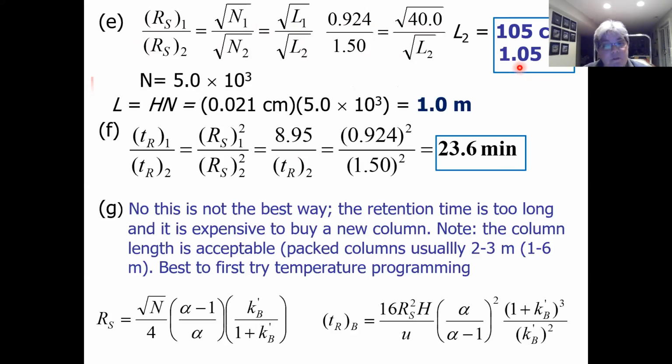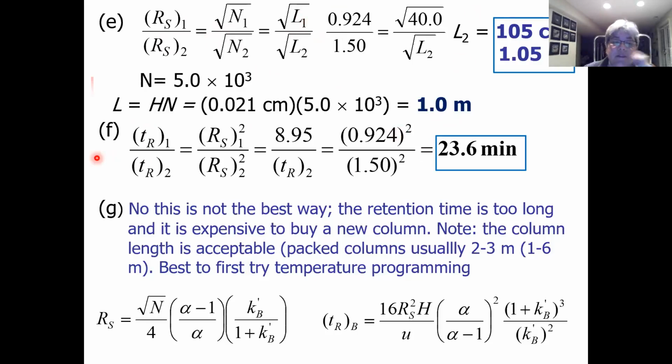If you want to go through N, a lot of you did this the long way, then you have to calculate the new N, and then you have to calculate H, and you will get the same answer. Significant figures is different. But again, I highly recommend that you just go through L. It's easier, it's simpler, there's less math.